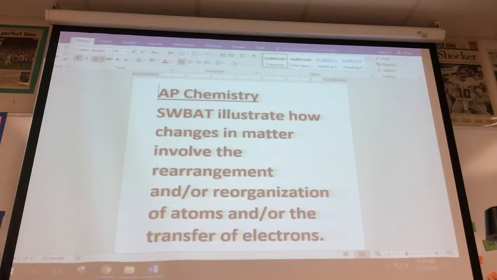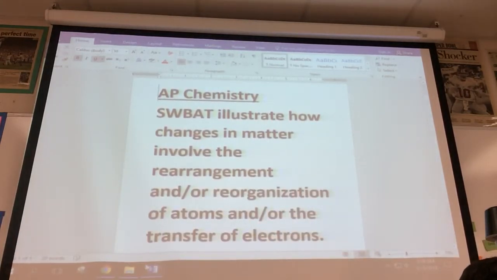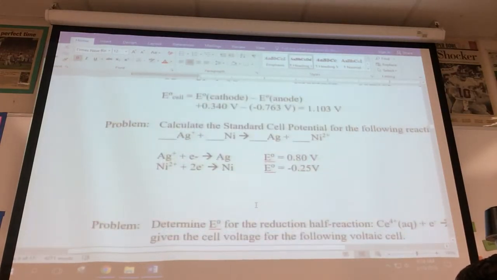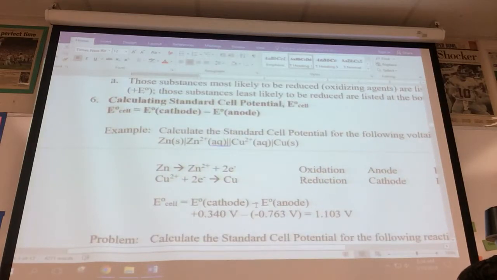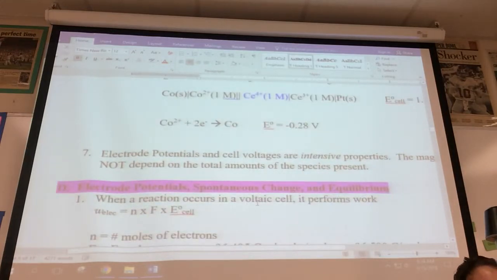We're going to continue talking about electrochem today, focusing on electron transfer fitting into big idea 3. Last time we talked about calculating cell potentials when we have a galvanic cell, and one of the things that you saw is when you calculate the cell potential, it will be positive. When you have a galvanic or voltaic cell, you will have a thermodynamically favorable reaction.